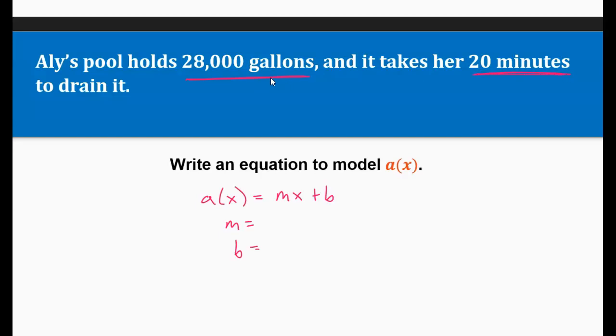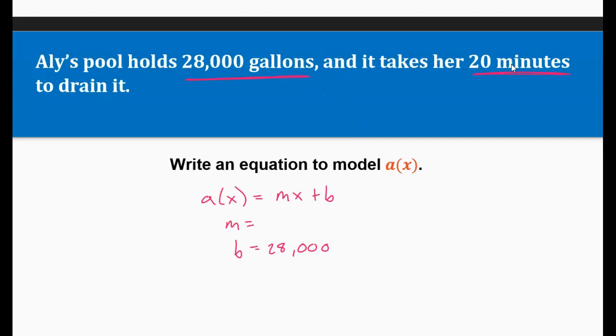Well, neither of those things sounds like a rate. Rate would be gallons per minute, probably. So we don't have our slope. But what about b, our y-intercept? We said our y-intercept was how large the pool was. This pool holds 28,000 gallons. Oh, so they did give us b already. We have 28,000. Our y-intercept is 28,000. So now we just need to figure out the rate.